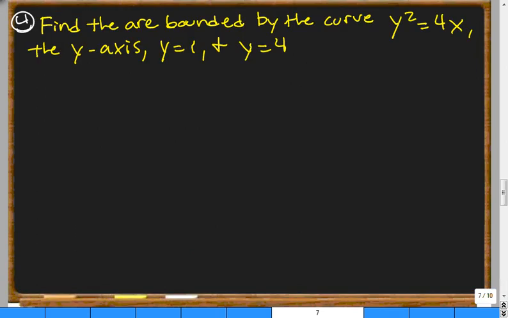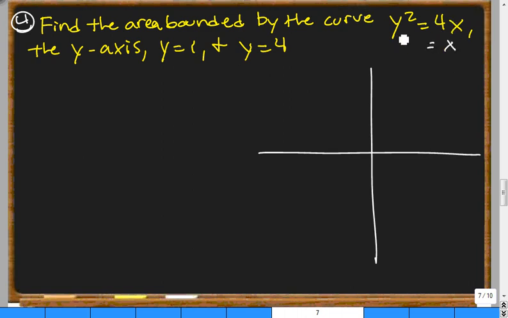Okay, so find the area bounded by the curve y squared equals 4x, the y-axis, y equals 1 and y equals 2. So this is a different kind of problem here. We're dealing with one bounded by the y-axis. So I want to adjust this a little bit. I want this to be y squared over 4. Makes a little bit more sense for me. Or you can think about it as 1/4 y squared.